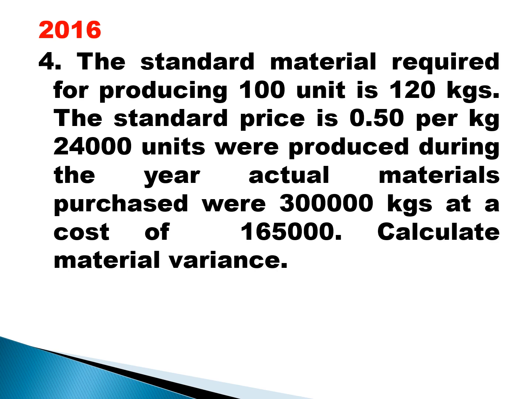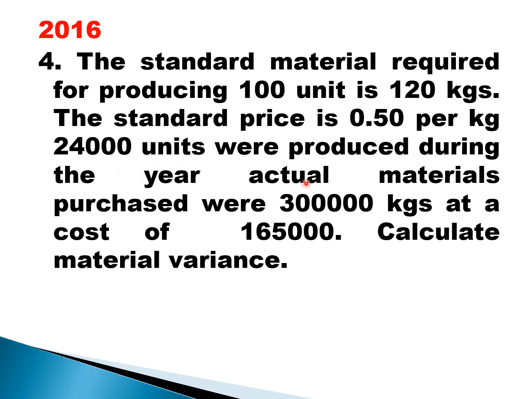So 2016 question paper. The standard material required for producing 100 units is 120 kgs. So it's called SQ. But SQ is given for 100 units. So you need to find for 24,000 units. So our problem is not based on 100. Our problem is based on 24,000 units. So standard price is 50 paisa per kg. So this is called SP, standard price.